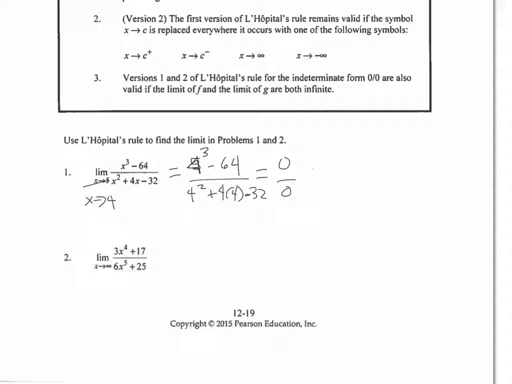So I am going to use the limit as x approaches 4 of the derivative of the numerator over the derivative of the denominator. Okay, so differentiate x cubed minus 64 for me. What will you get? 3x squared. I'm going to get 3x squared over what is going to be the derivative of the denominator? 2x plus 4.